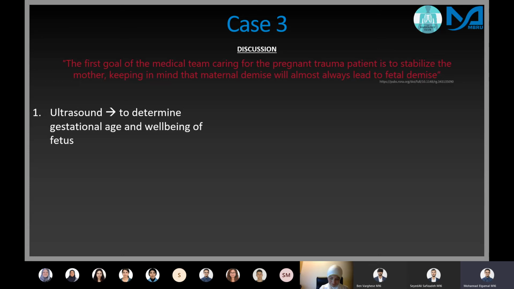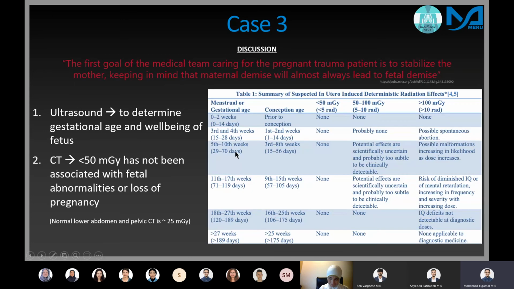Typically you would do an ultrasound first, and that way you'll be able to determine the well-being of the fetus and the gestational age, and then you would do a CT scan. I added some numbers here. Again, you don't have to remember them, but they're important. One resource mentioned that the American College of Radiology was discussing how anything less than 50 milligrays had a 99.97% chance of no abnormalities happening to the fetus and no childhood cancer to the fetus.